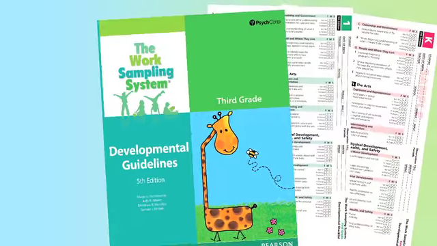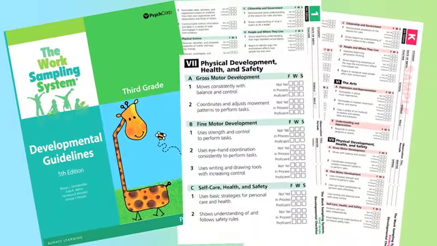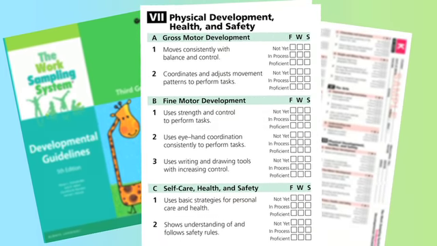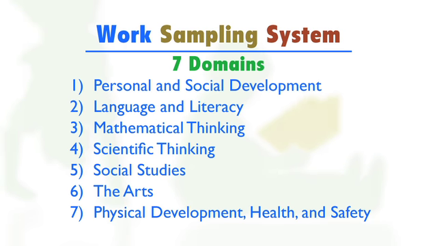The developmental guidelines and checklists identify and describe a set of developmentally appropriate skills, knowledge, and behaviors for each age or grade level across the seven Work Sampling System domains.